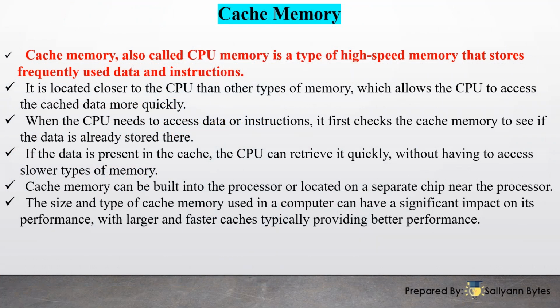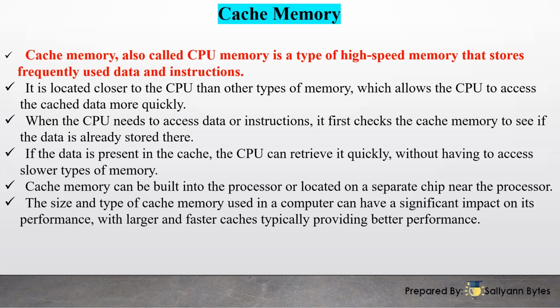Let's learn about cache memory. Cache memory, also called CPU memory, is a type of high-speed memory that stores frequently used data and instructions. It is located closer to the CPU than other types of memory, which allows the CPU to access the cache data more quickly. When the CPU needs to access data or instructions, it first checks the cache memory to see if the data is already stored there.